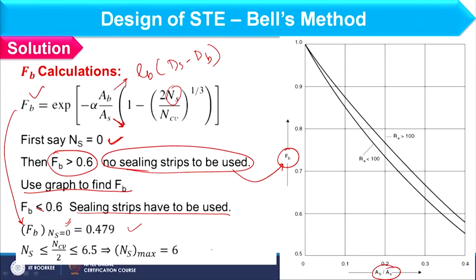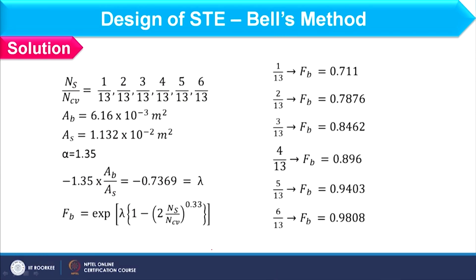The maximum will depend on the NCV value. The maximum number of sealing strips should be equal to or less than NCV by 2. Now, in this problem NCV is given as 13, so the maximum NS value we can consider is 6. You can consider different values of NS, and you should stop where you find the FB value more than 0.85, right. So, let us see the calculations.